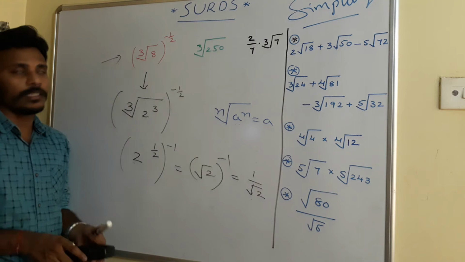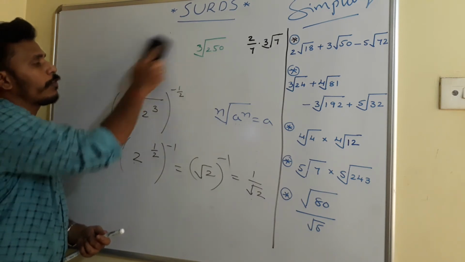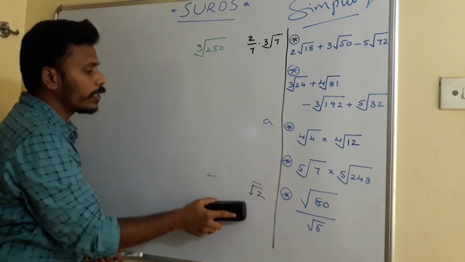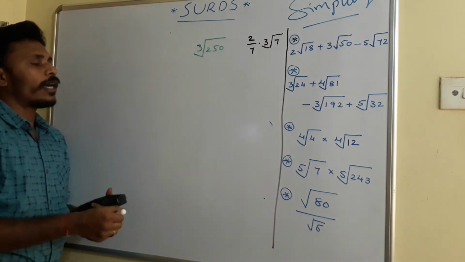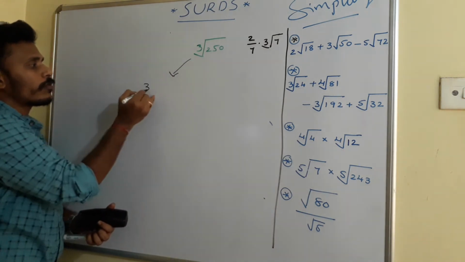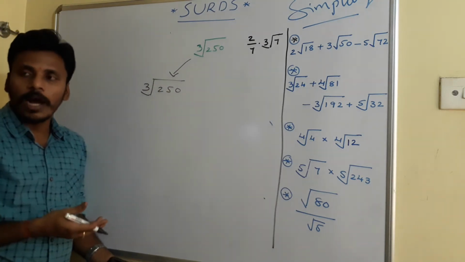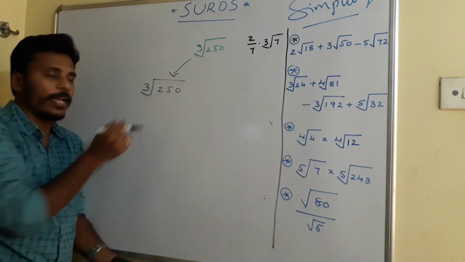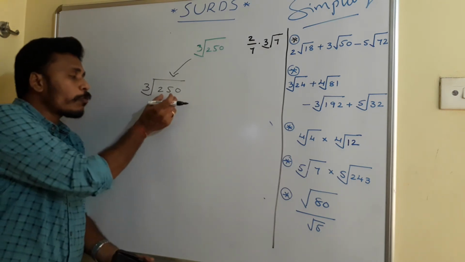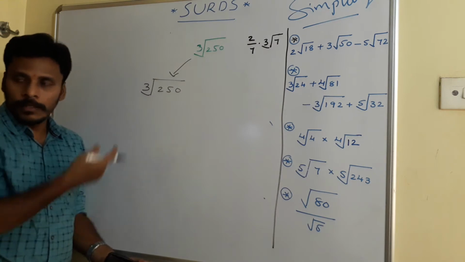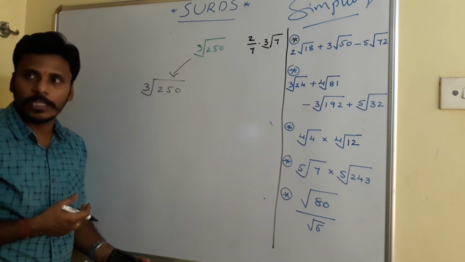Coming to the third thing, this is cube root of 250. If you observe, cube root of 250 is in pure surd form. So you need to convert this cube root of 250 into a mixed surd, or they ask you to find the simplified value for this cube root of 250. For that simplification, you need to prime factorize this 250. Since it is a smaller number, we are very familiar with the prime factorization of 250.